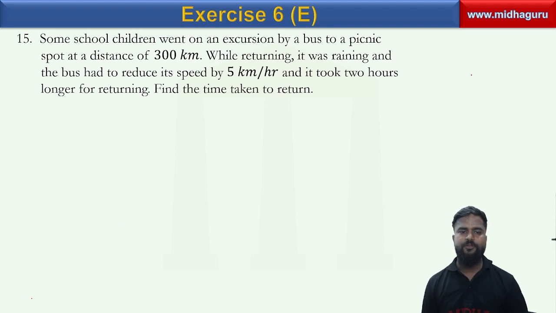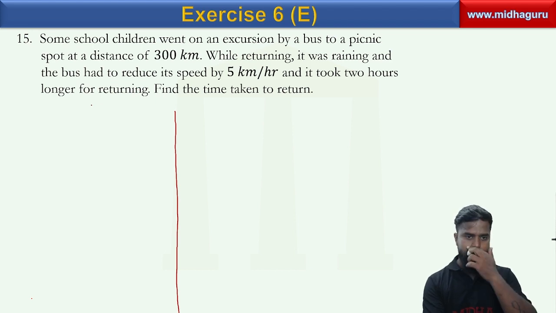So now it says that some school children went on an excursion by bus to a picnic spot at a distance of 300 kilometers. While returning, it was raining and the bus had reduced its speed by 5 kilometers per hour and it took 2 hours longer for return. Find the time taken to return.